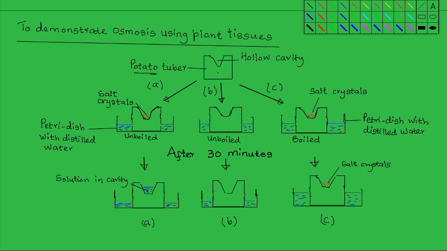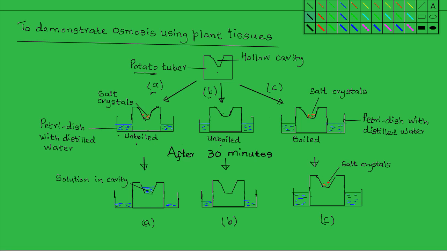The first one is given the A treatment, in which salt crystals are placed at the center of the cavity, and the tuber is left unboiled, then placed in a petri dish that contains distilled water. The second tuber is given the B treatment, in which it is left unboiled and placed in a petri dish containing distilled water, but without any salt crystals at the center.